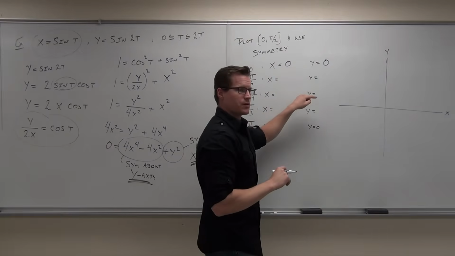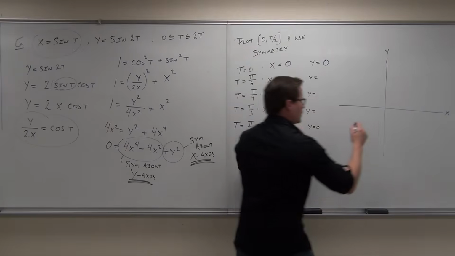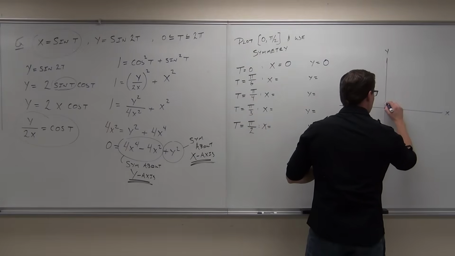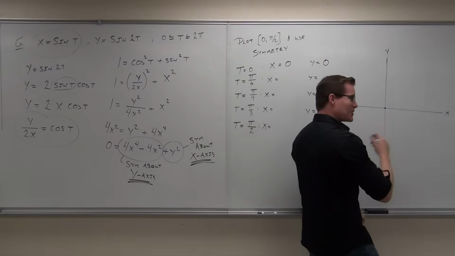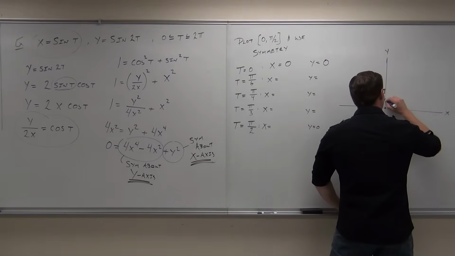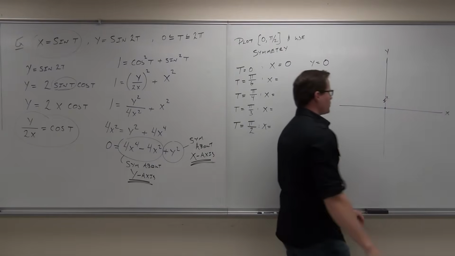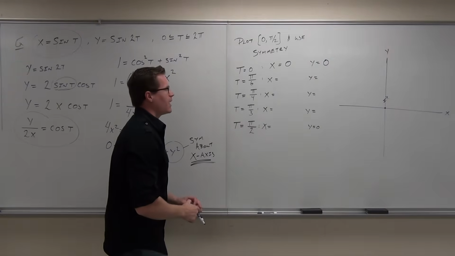Our first point is what? 0, 0. What do we call that? I know it's the origin, but in terms of initial point. That's very good, initial point. And the origin, you're both right, my bad. I should have been more specific. Initial point. Very good.